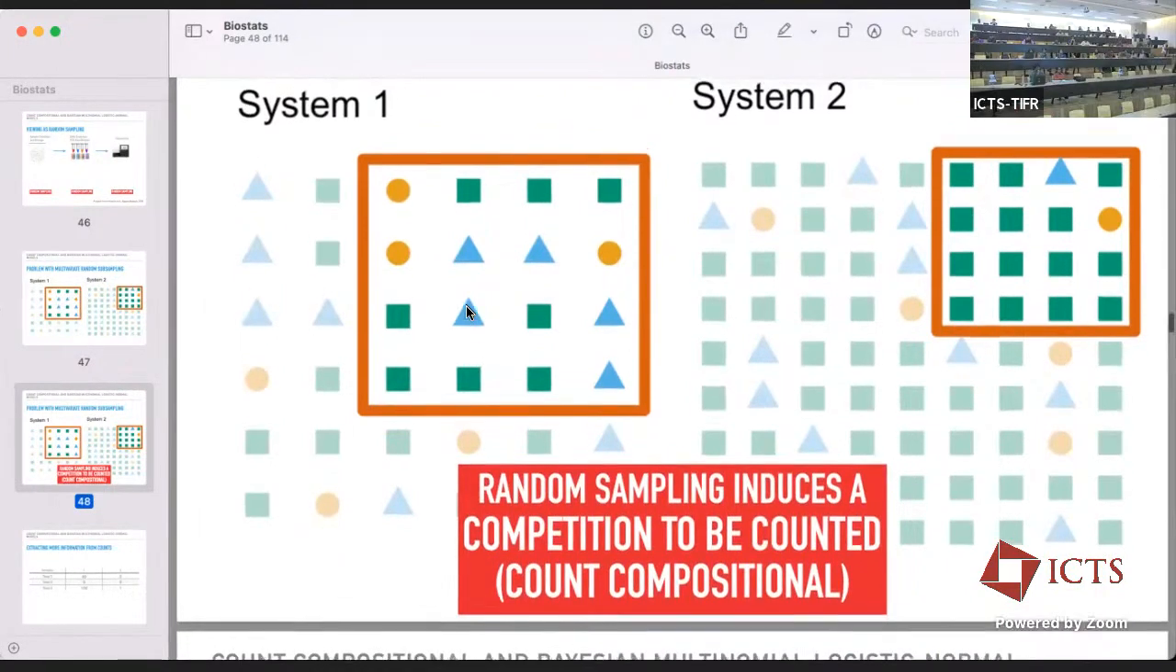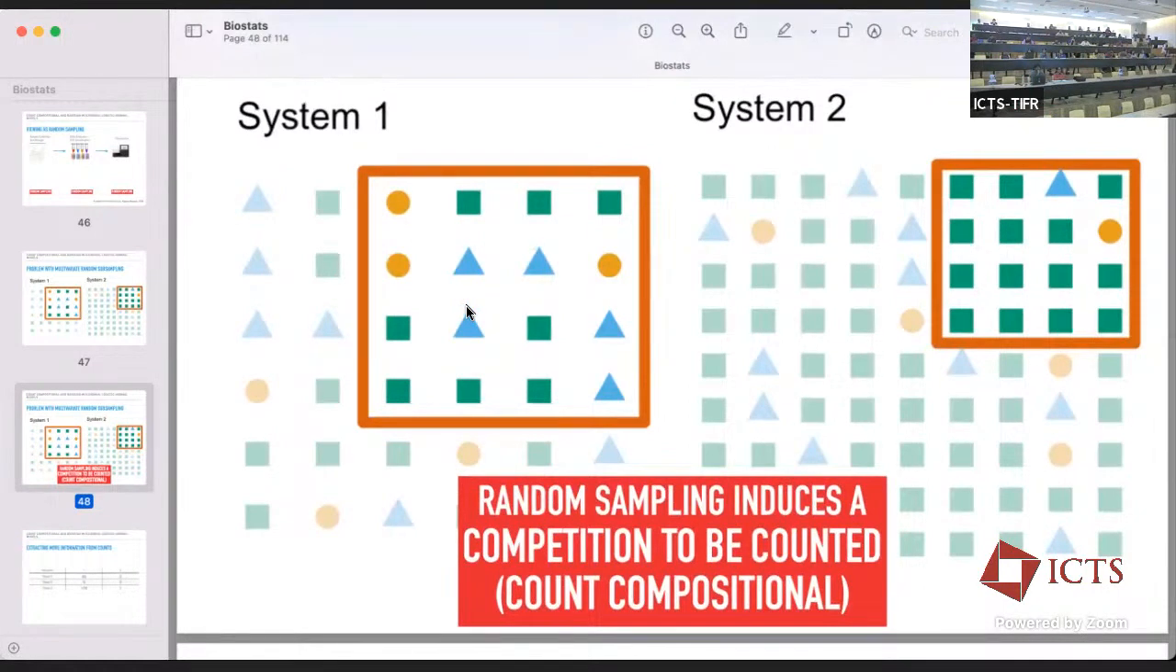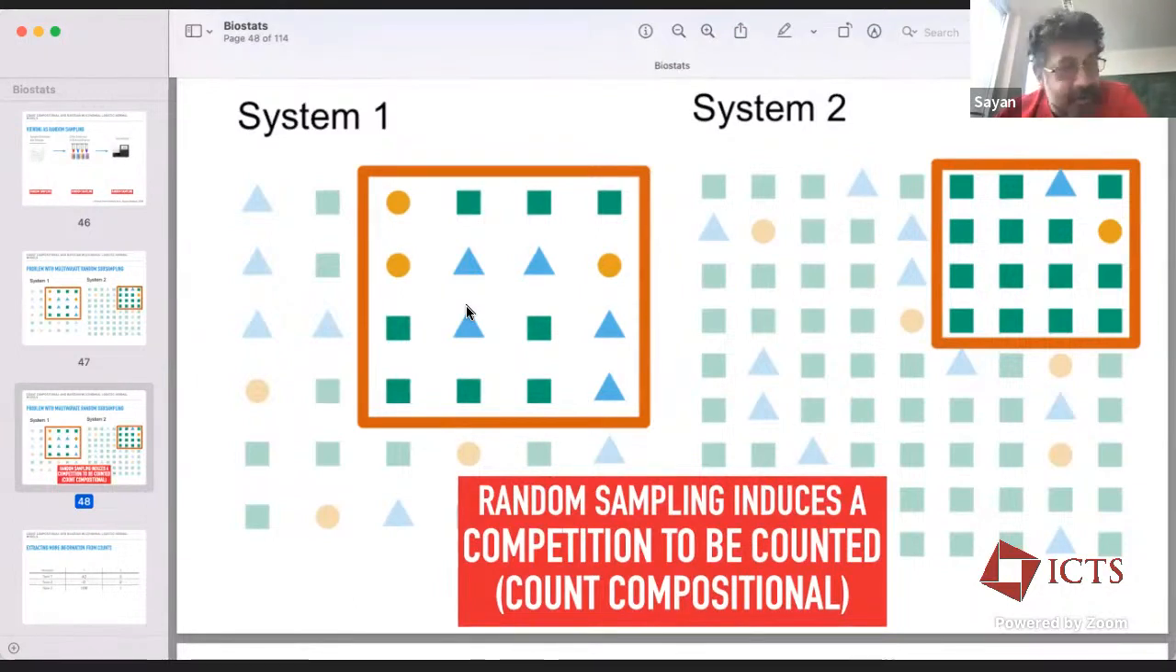You said system 1 and system 2 had similar compositions of the three species, but because it's a small random sample, I don't think I understood the line. Yeah, that's exactly right. System 1 is a small random sample, right? System 2 is again a small random sample, but of a bigger collection.